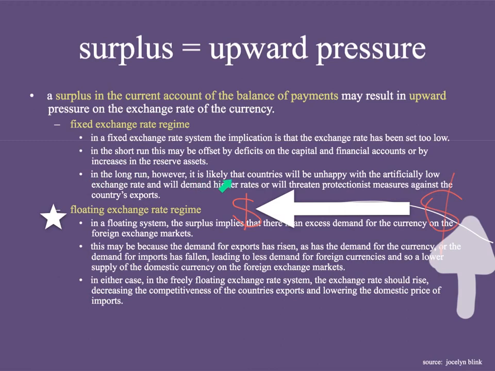In the long run, however, it is likely the country will be unhappy with the artificially low exchange rate and will demand higher rates or will threaten protectionist measures against the country's exports. They're going to have to revalue the currency, raise the currency, because of the upward pressure of the current account surplus. All right, my friends, that you thought was complicated. That is not complicated. It's simple supply and demand principles you've been learning about for a semester and a half now. You should be able to figure that out.